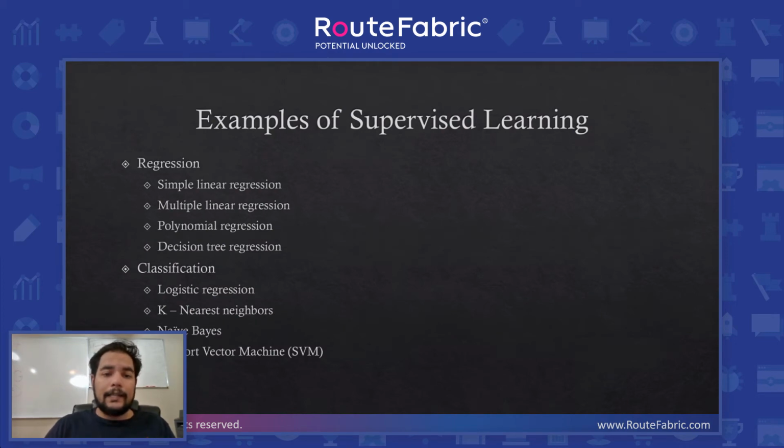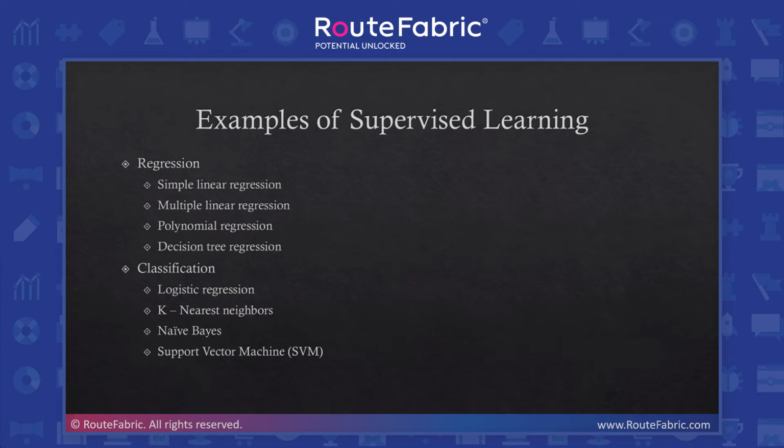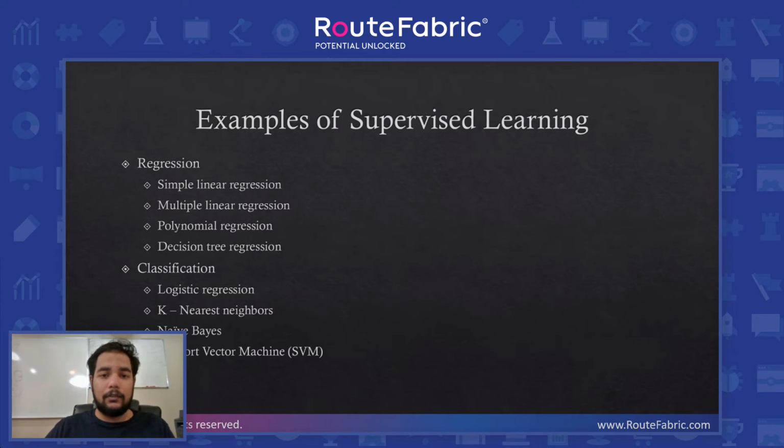Here are some of the examples or models in supervised learning. In regression, we have simple linear regression, multiple linear regression, polynomial regression, decision tree regression. We will be covering some of these models in the later tutorials. Next, in classification, we have logistic regression, k-nearest neighbors, naive Bayes, and support vector machine.